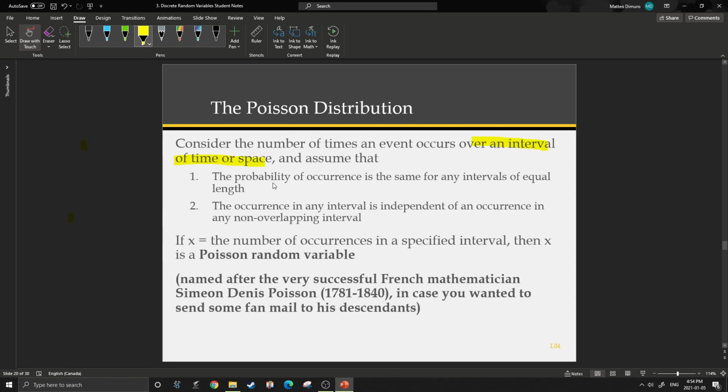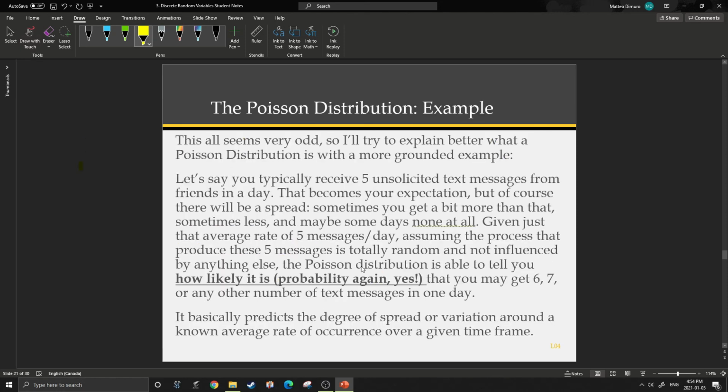So if the probability of the occurrence is the same for any intervals of equal length, and the occurrence in any interval is independent of an occurrence in any non-overlapping interval, and x is the number of occurrences in a specific interval, then x is something that we call a Poisson random variable. Now, it's named after the French mathematician who figured this out way back when, in case you just want to go and Google it.